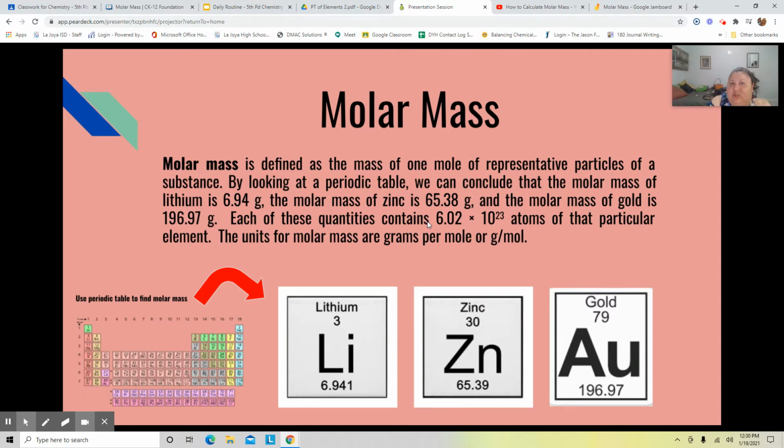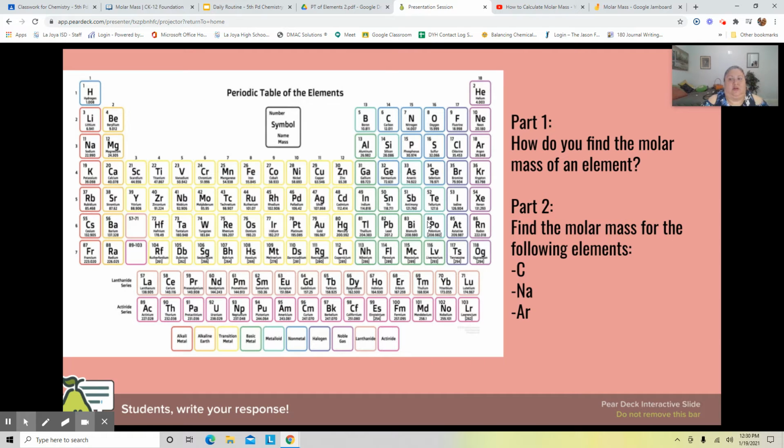Okay? You must include your unit for molar mass because it is going to be important when using it as a conversion. All right, here you have your first pair deck question. Part 1. How do you find the molar mass of the element?